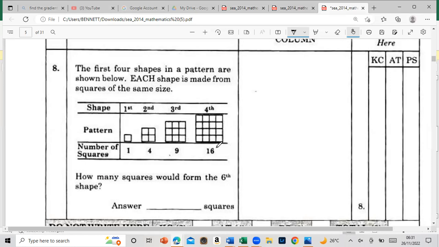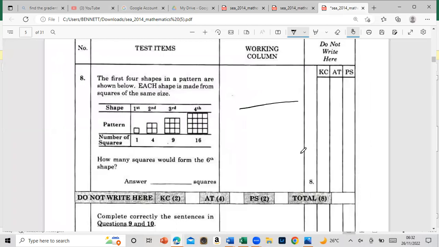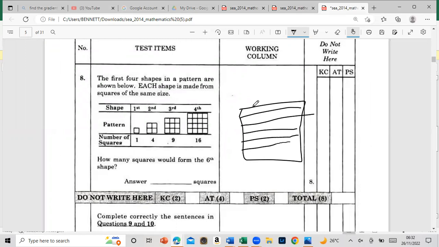Oh, we get 36. All right, so let me see. 1, 2, 3, 4. Can't draw on video, guys. But it's gonna be 6 by 6 squares, right? So that gives you 36, following the pattern. One more, I think. Yeah, and that gives us 36 squares.